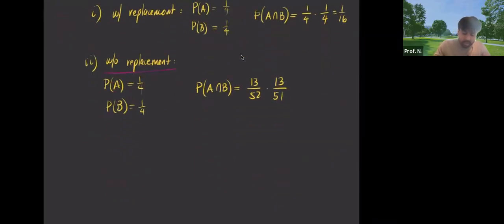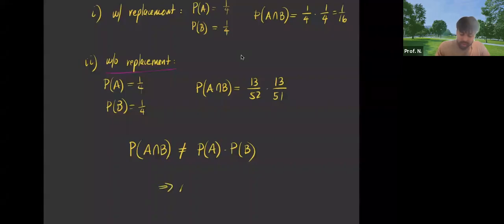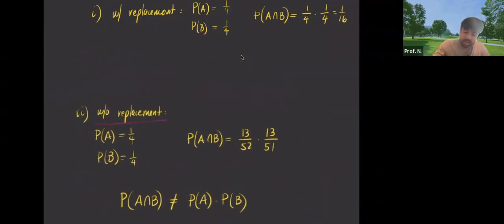So then what do we see? The probability of A intersect B does not equal the probability of A multiplied by the probability of B. Hence, A and B are not independent. But here, with replacement, the probability of A intersect B does equal the probability of A times the probability of B.